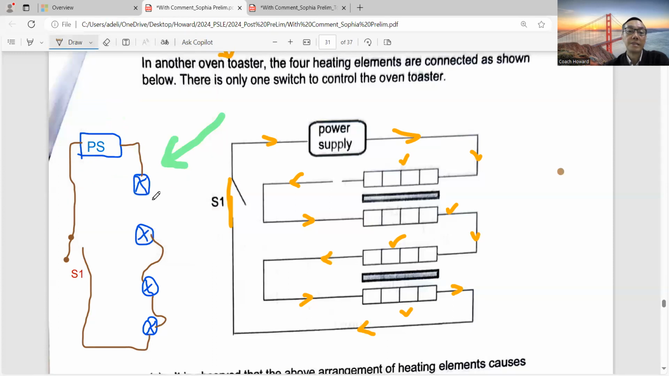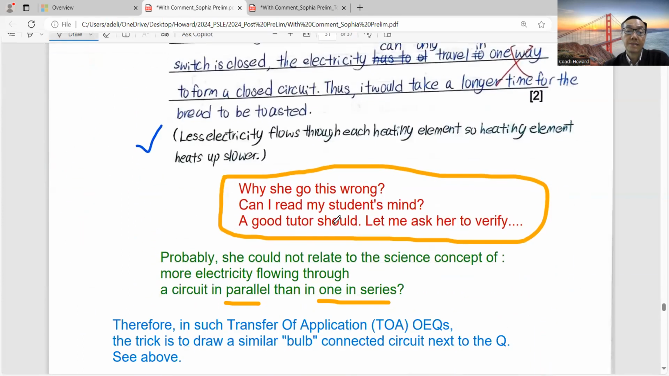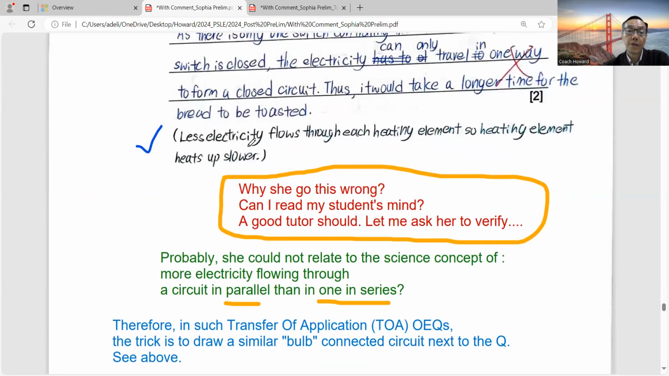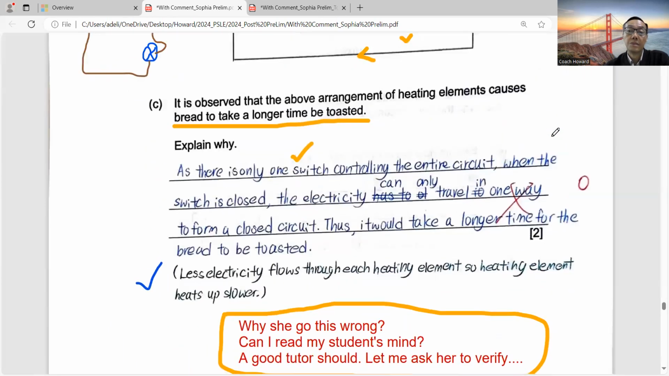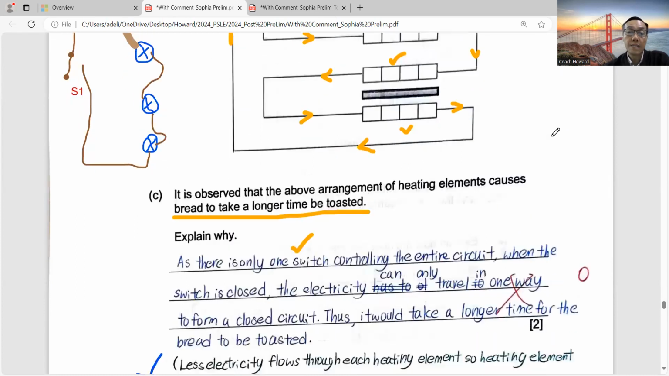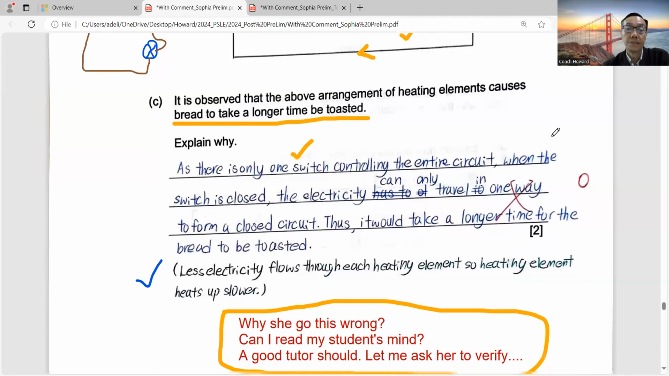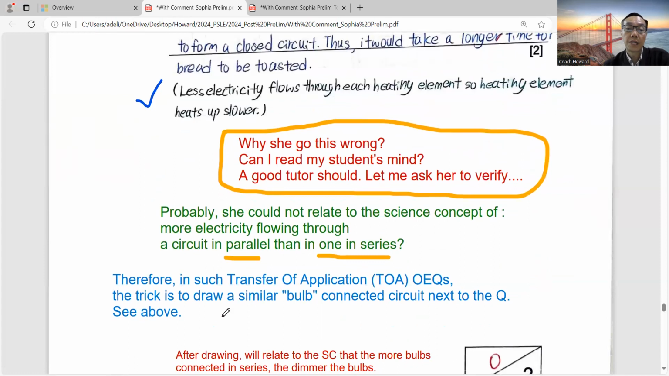So earlier this part was joined. So actually the answer is quite straightforward. She wrote the correction here: less electricity flows through each heating element, so the heating element heats up slower. Or she should say the heating elements are connected in series, so less electricity will flow through the heating element, causing it to heat up slower. So there's a disconnection, therefore I put this remark here.